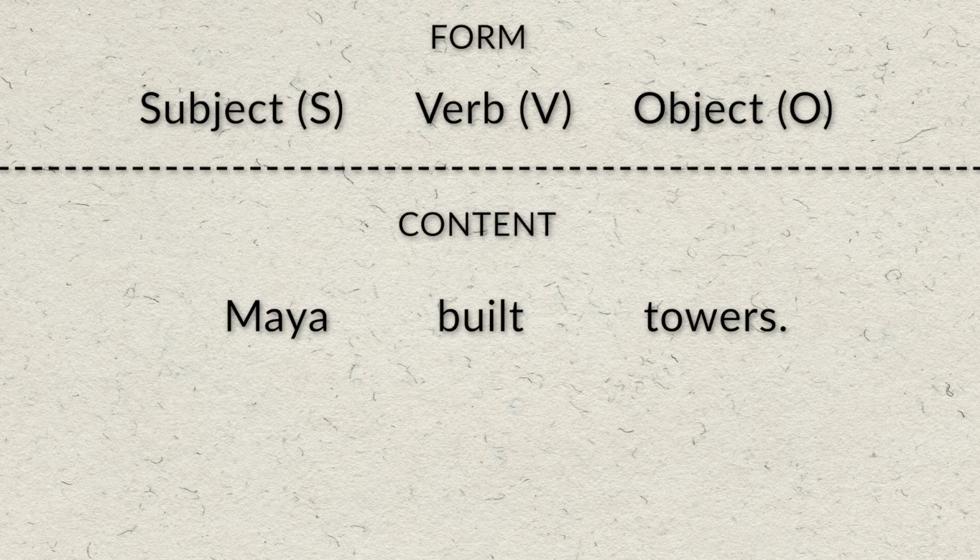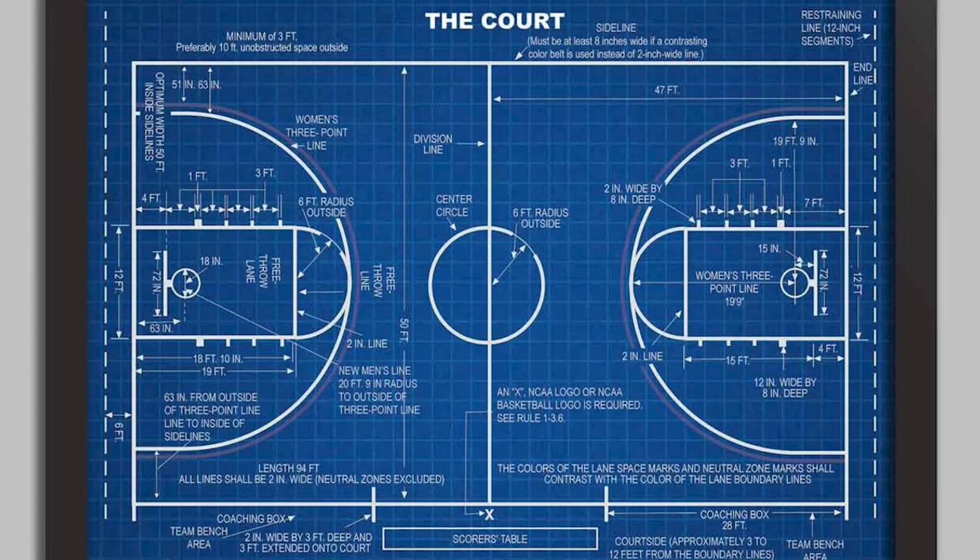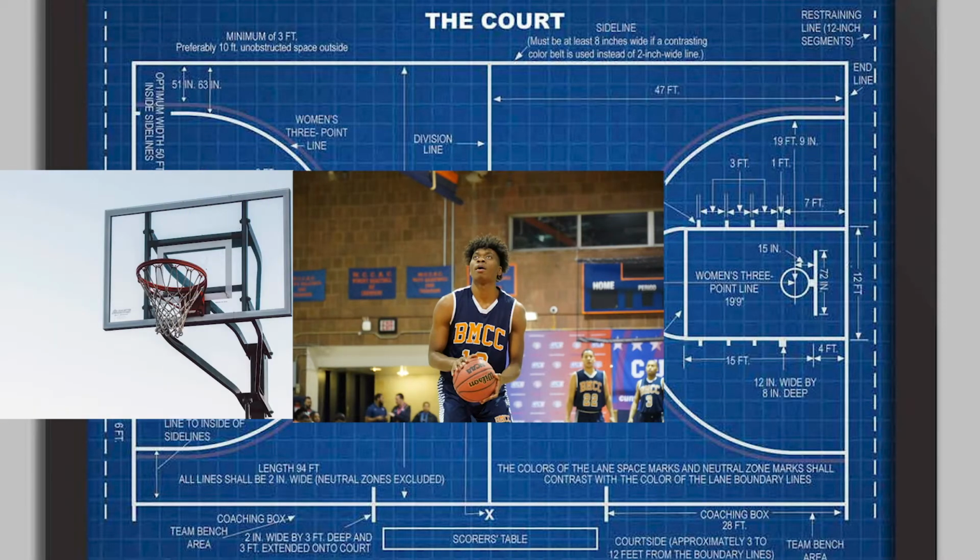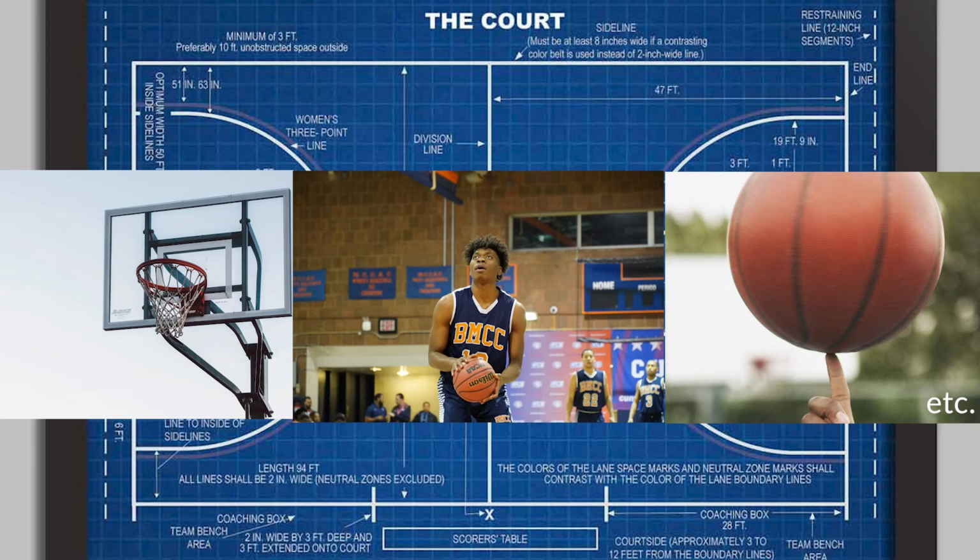Verb, what she's doing, is building, so built. And what is she building? What is the object that she's building? It's a tower. The problem with traditional grammar is that it doesn't tell us much about how to build or even play with sentences. It's like somebody telling you the names of all the things in basketball, the court, the hoop, the players, the basketball, but they don't tell you how to play, the rules of the game.